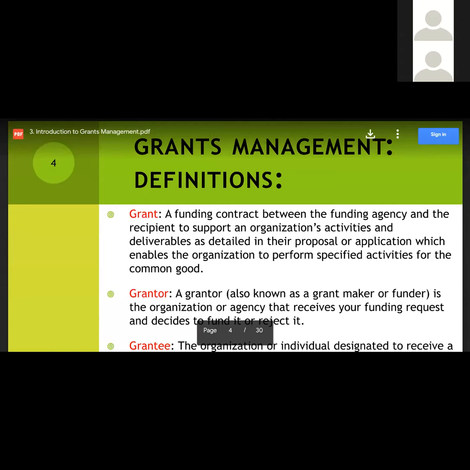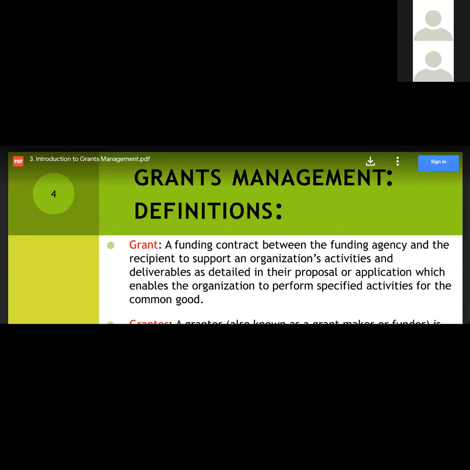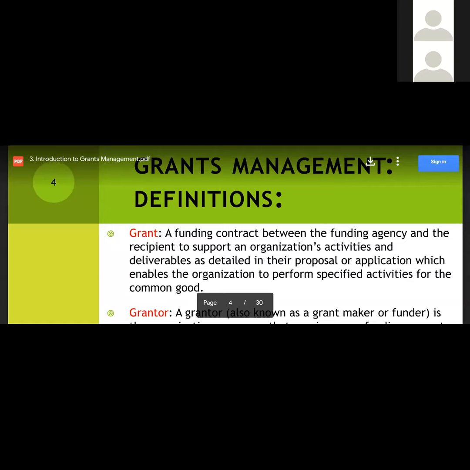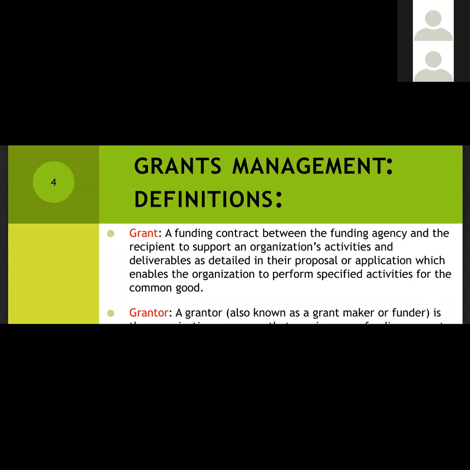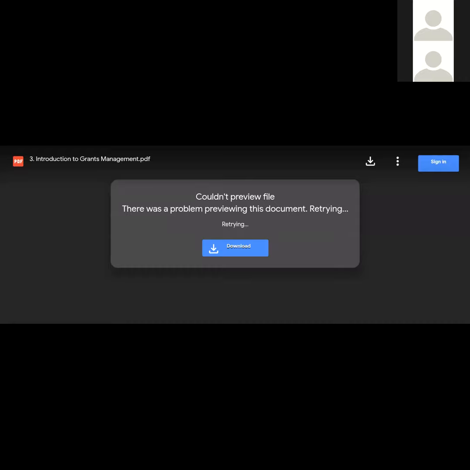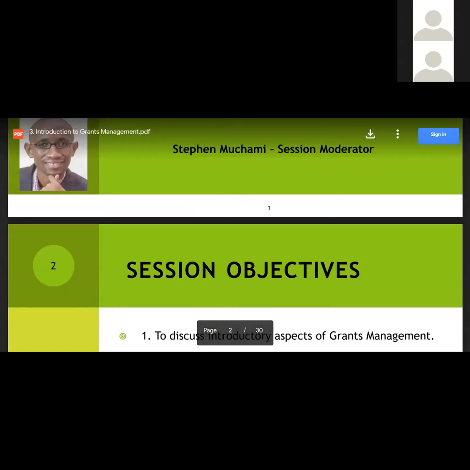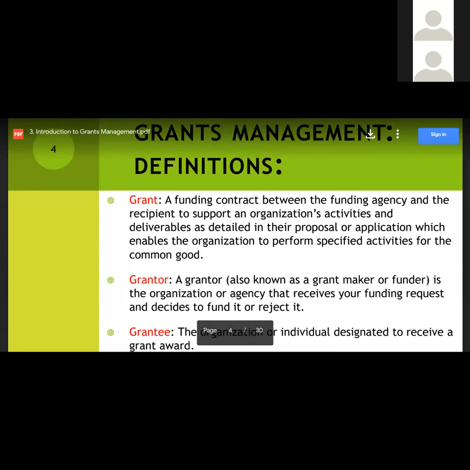And the first thing I'm going to start with is simply to define some critical definitions that we actually need to understand as much as possible. So let's just look at some definitions.